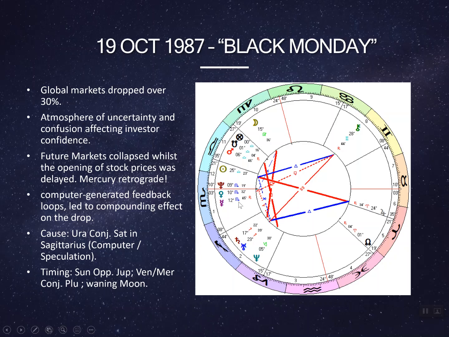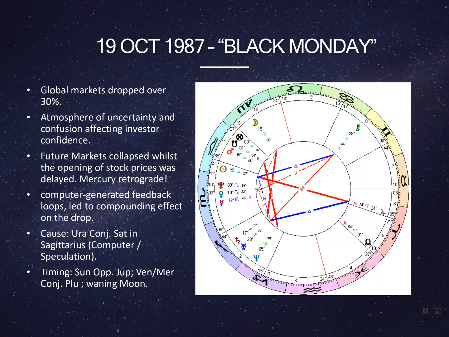Now, what was the cause of this crash? I believe the main cause was the fact that Saturn and Uranus were coming into a hard aspect, the hardest aspect that we have, which is a conjunction. The conjunction was happening in the sign of Sagittarius, which itself is a sign for computers, technology, and speculation. It's a fire sign, so speculation is very strong, and we'll see further down the line in 2007 there was again a lot of presence within Sagittarius, which is linked to speculation.